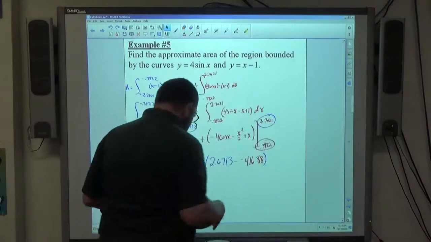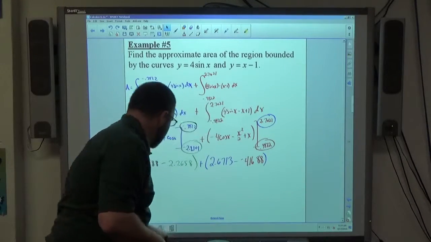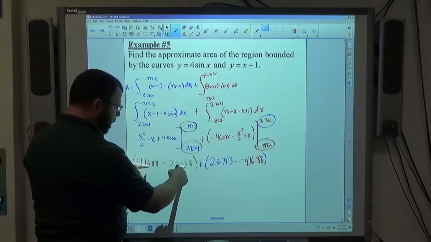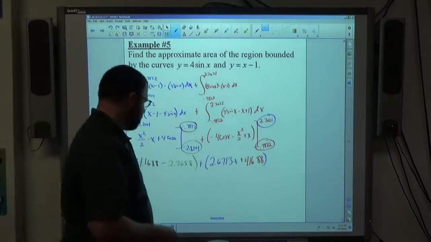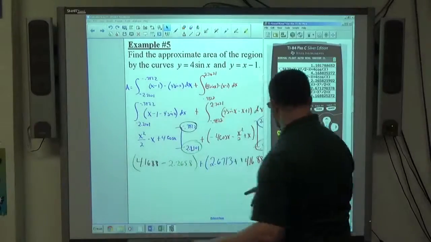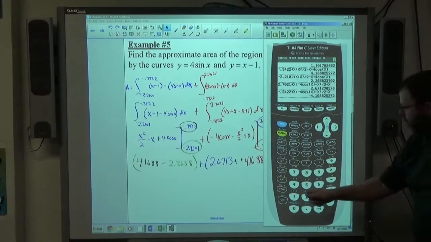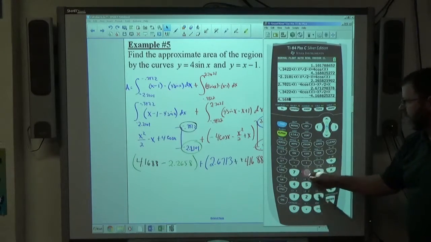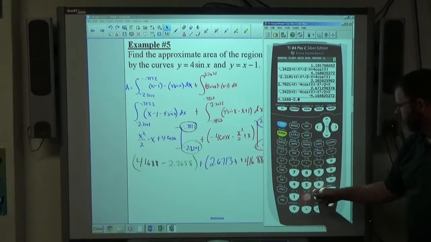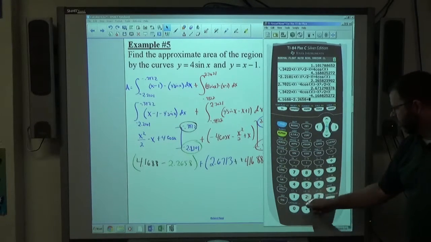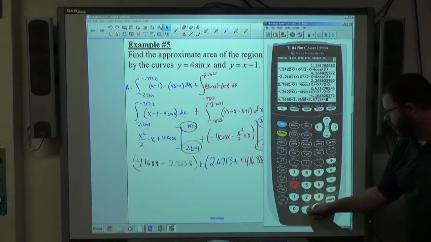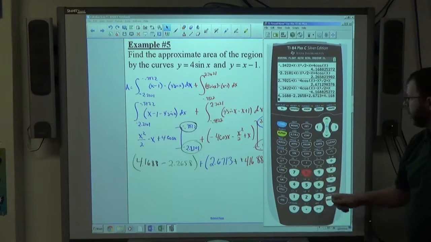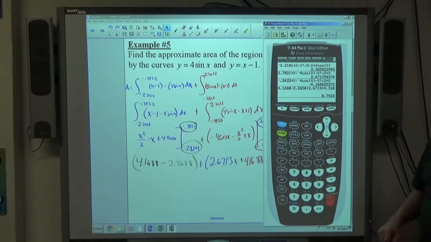So we get all that stuff. So the answer to get this is just this minus this plus this, then it'll be plus this also. So I just have to type those in. I mean, I could do that by hand, but it's quicker to do on the calculator. So 4.1688 minus 2.2658 plus 2.6713 plus 4.1688 equals 8.7423.